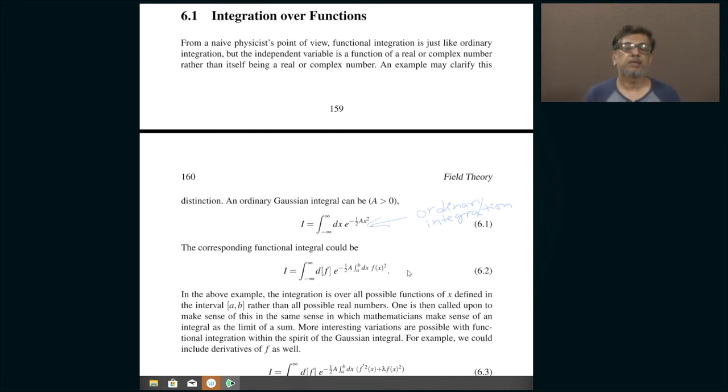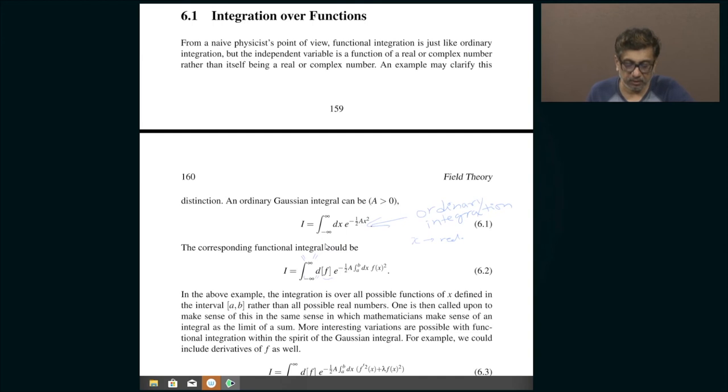Whereas what I mean by functional integration is that, instead of x being a real number, which in this case you are integrating from minus to plus infinity, you look not at the space of real numbers, but at the space of functions. That means you look at all possible functions of a real number and then you integrate over all possible functions. This is in quotation marks. Here, with x, there is a well-defined start and end, from minus to plus infinity. If you go systematically from minus infinity to plus infinity, you exhaust all possible real numbers.